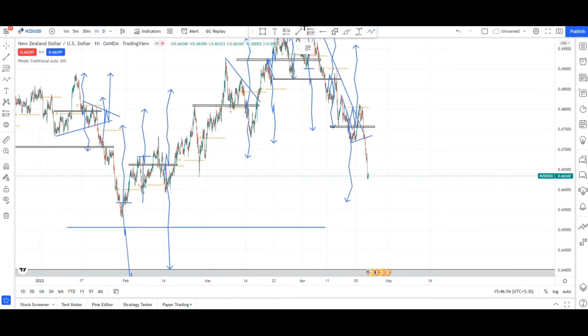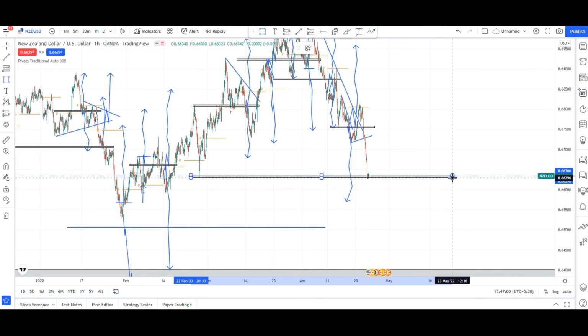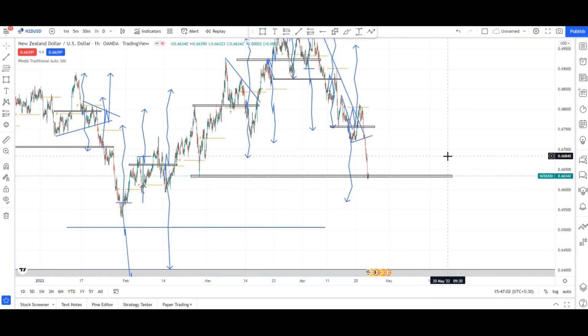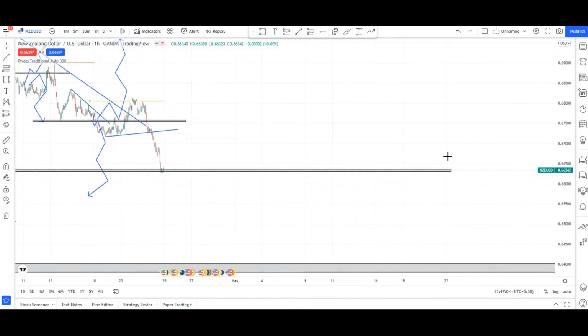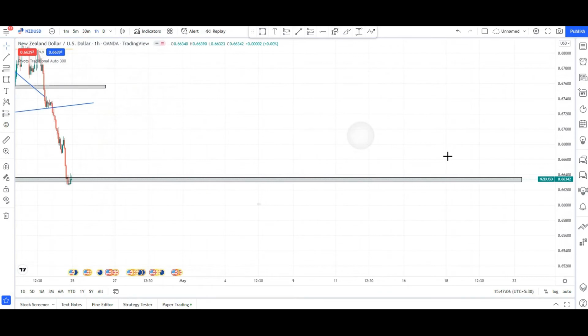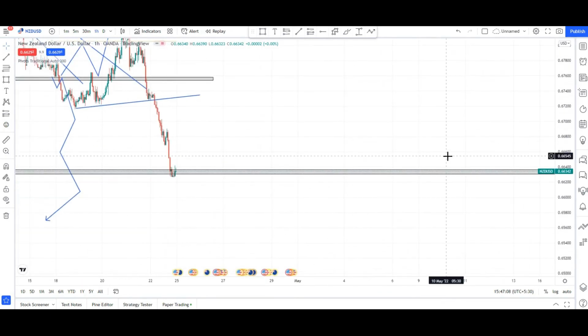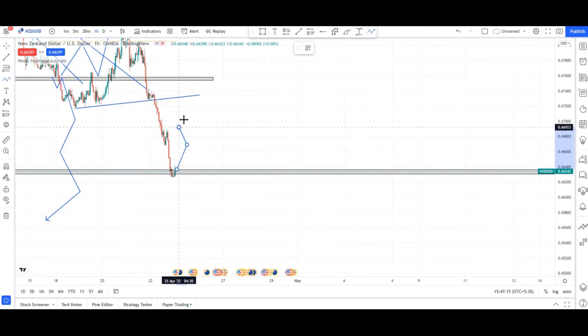Okay guys, right now it will act as a supporting area because of this week. Right now what we're going to do is see the upside momentum. If it comes, our first, second, third target, and you can even go for your fourth target too.